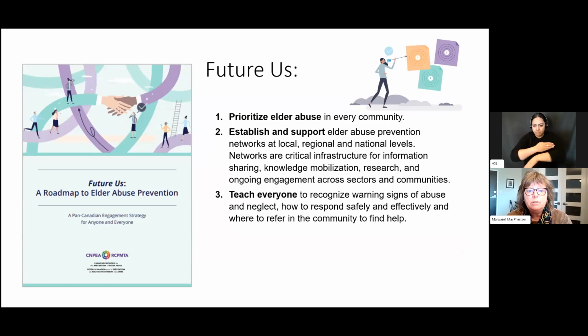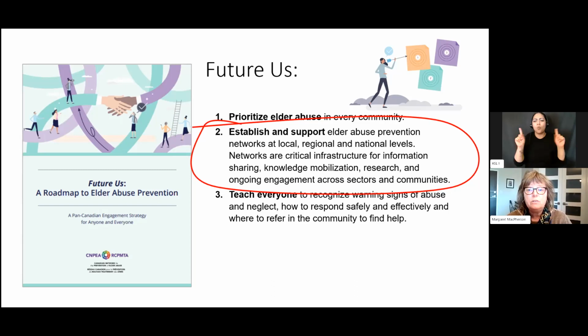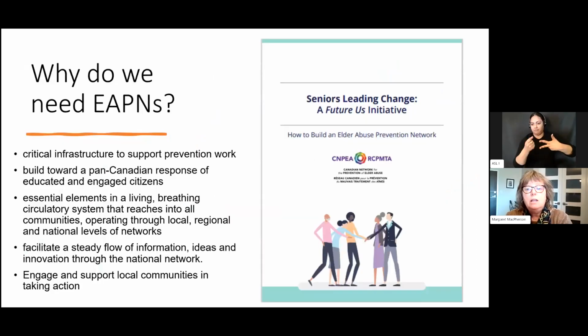So Future Us is a roadmap to elder abuse prevention. As I mentioned, this is part of that larger pan-Canadian strategy about engaging everyone in the work of prevention. And these are the three goals of Future Us: to prioritize elder abuse in every community, and then establish and support elder abuse prevention networks at local, regional, and national levels, and to teach everyone to be able to recognize warning signs and indications of escalating risk, how to respond safely and effectively, and where to refer to find help in the community. Those are the three goals. So this project really focuses on providing new resources to support the second goal. That's the cover on the right hand of the screen for the toolkit.